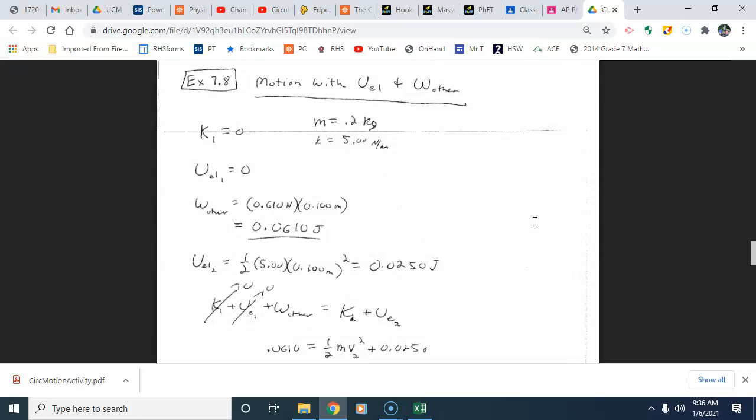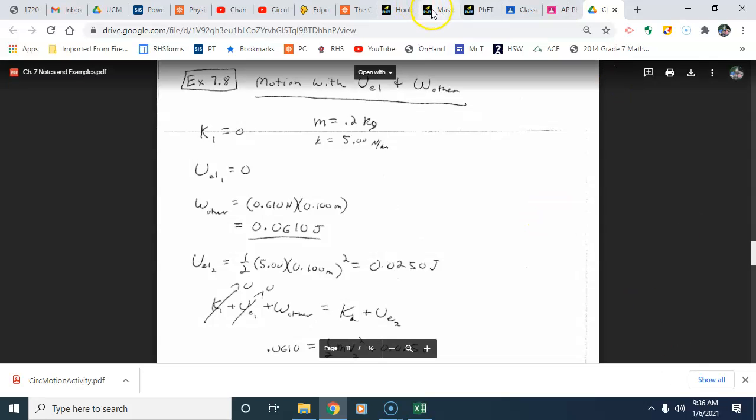So this is actually going back, kind of like a prequel to the last problem, okay? The last problem started with the spring already at 0.1 meters. But now something had to eventually get it to 0.1 meters, right? By either stretching or compressing it. In 7.8 it says you are stretching it by pushing on it with the force of 0.61 newtons.